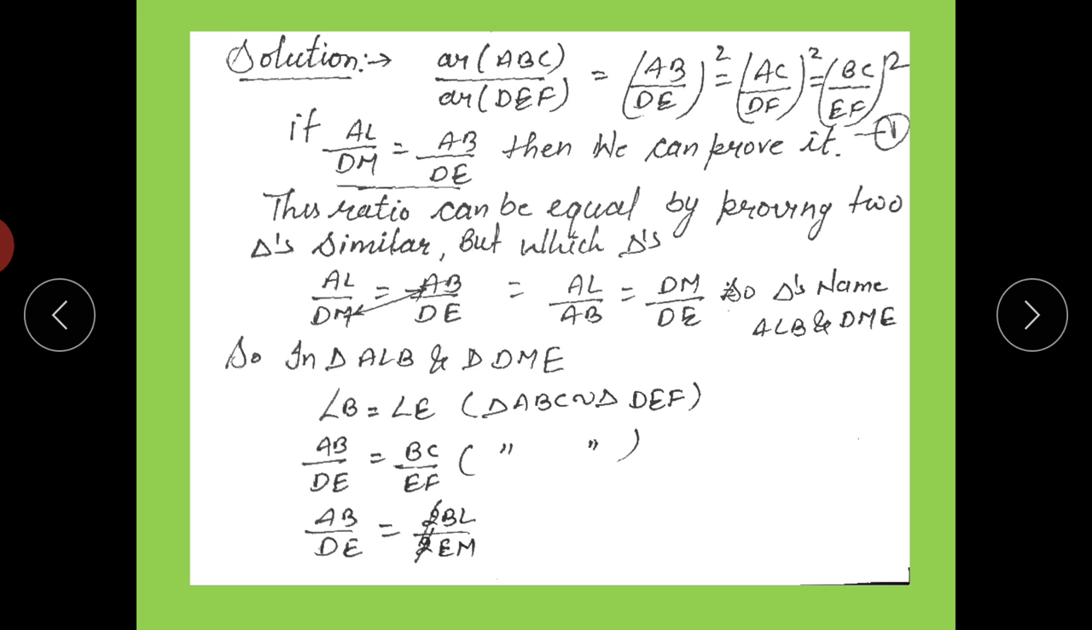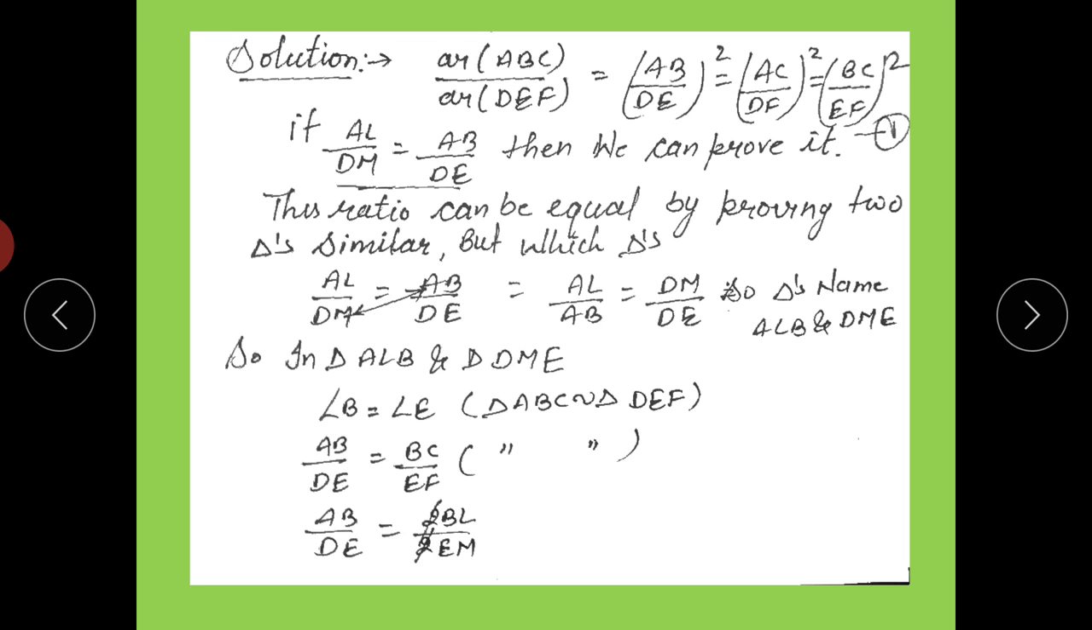So ratio can be equal by proving two triangles similar, but which triangles? So we are taking triangles ALB and DME. Angle B is equal to angle E. Why? Triangles are similar, given. AB upon DE is equal to BC upon EF. Why? Triangles are similar. Or we can write that BC is equal to 2 times BL and EF is equal to 2 times EM. Then 2 is cancelled out with 2, and then AB upon DE is equal to BL upon EM.